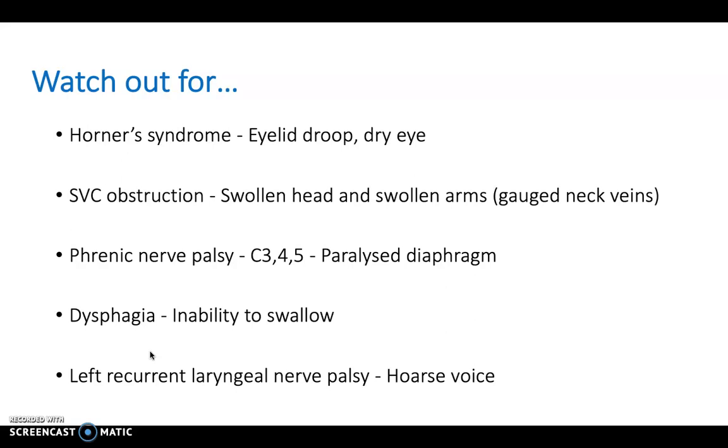Horner syndrome with eyelid drooping and a dry eye. SVC, superior vena cava obstruction, which would result in a swollen head and swollen arms and gouged neck veins. A phrenic nerve palsy, which would result in a paralysed diaphragm, and the C3, 4, 5 keeps the diaphragm alive. Dysphagia, so the inability to swallow or difficult swallowing, and left recurrent laryngeal nerve palsy, leading to a hoarse voice. This could be due to the location of a tumour compressing, for example, the laryngeal nerve, leading to a hoarse voice, which is what you detect in clinic.